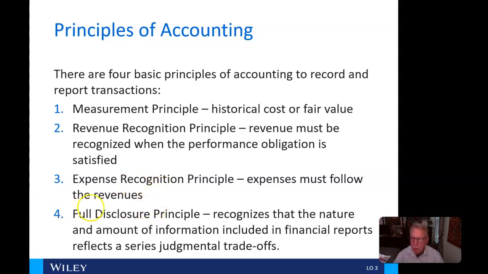And then lastly, full disclosure principle. That says that we usually have notes to the financial statements and that it recognizes that we have included all the necessary information necessary to provide financial statements that fairly depict the operations of the company.